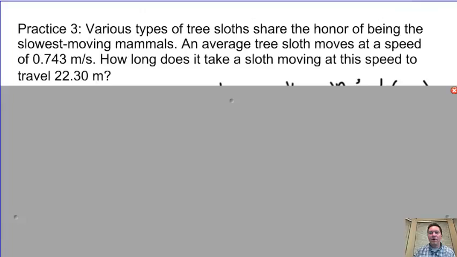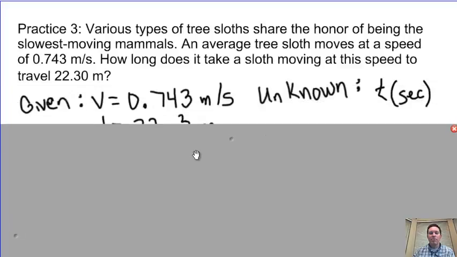Alright, next we're going to skip over to practice problem number 3. Here we've got various types of tree sloths share the honor of being the slowest moving mammals. An average tree sloth moves at a speed of 0.743 meters per second. How long does it take a sloth moving at this speed to travel 22.3 meters?